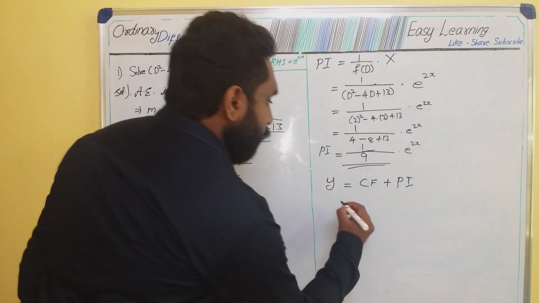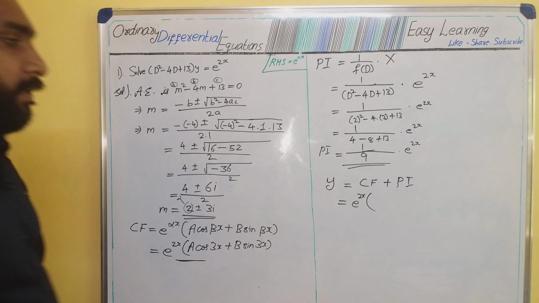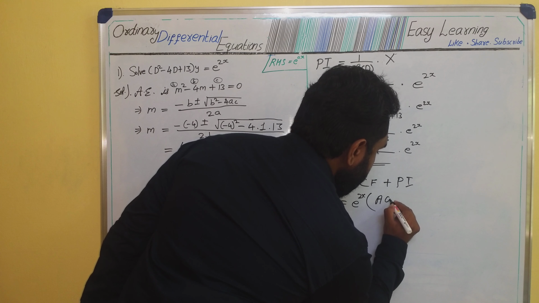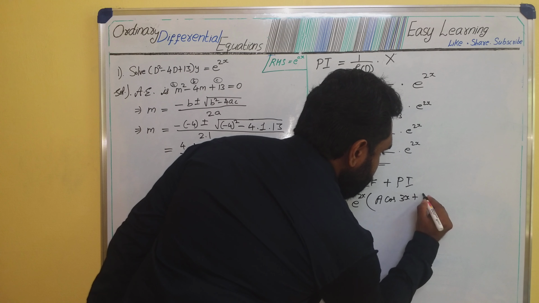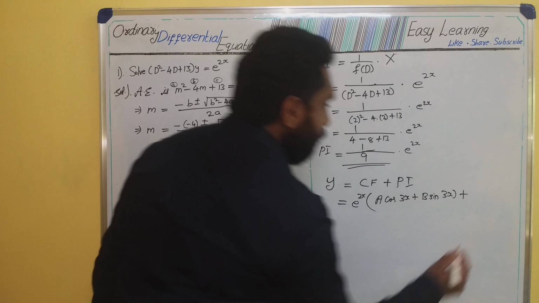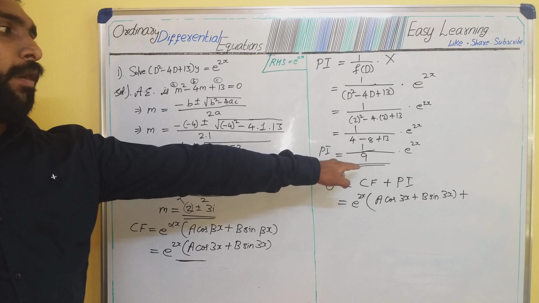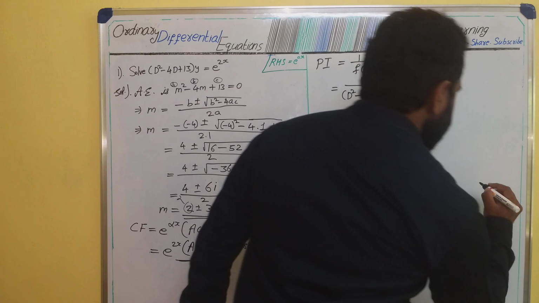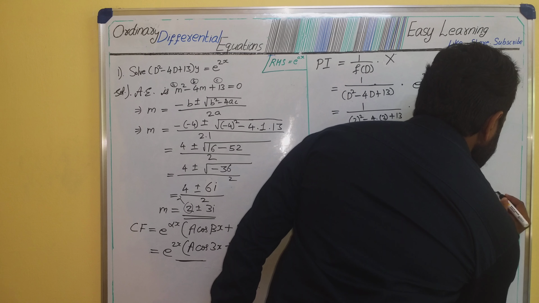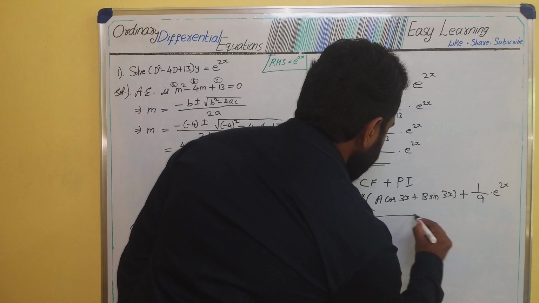So what is the CF value? What we got is e power 2x into a cos 3x plus b sin 3x. Plus the particular integral value, that is nothing other than 1 by 9 into e power 2x. So this is the complete solution of this problem.